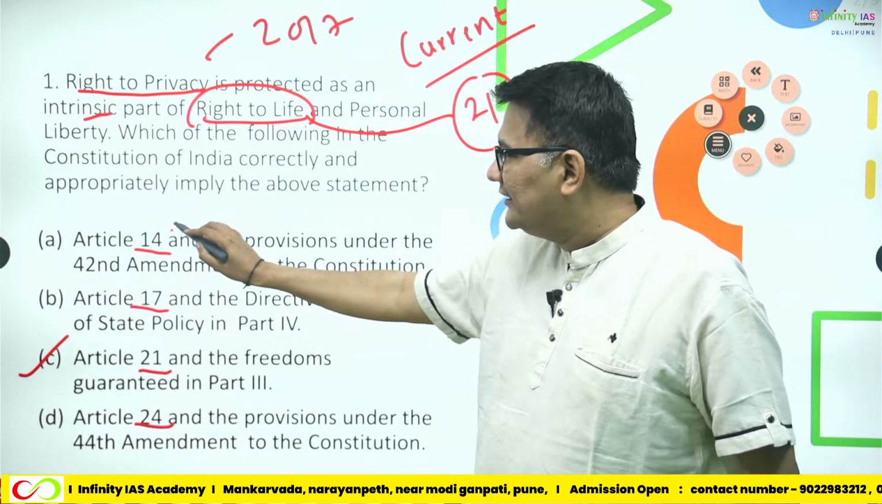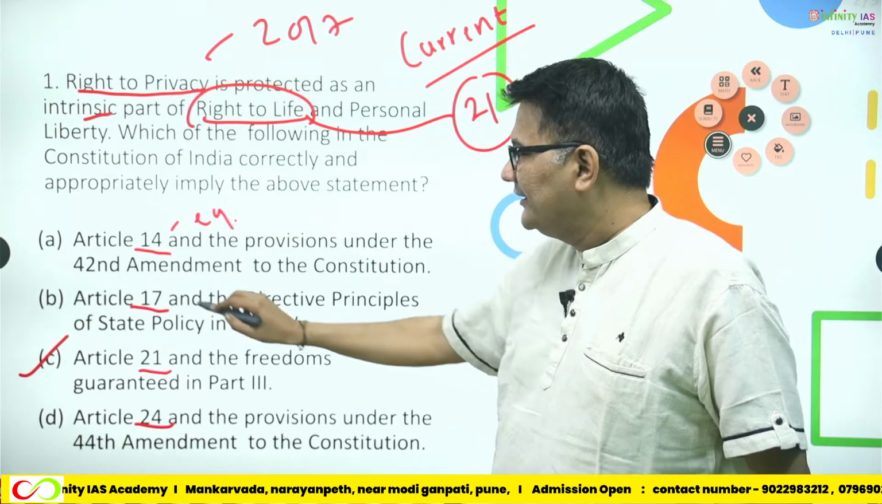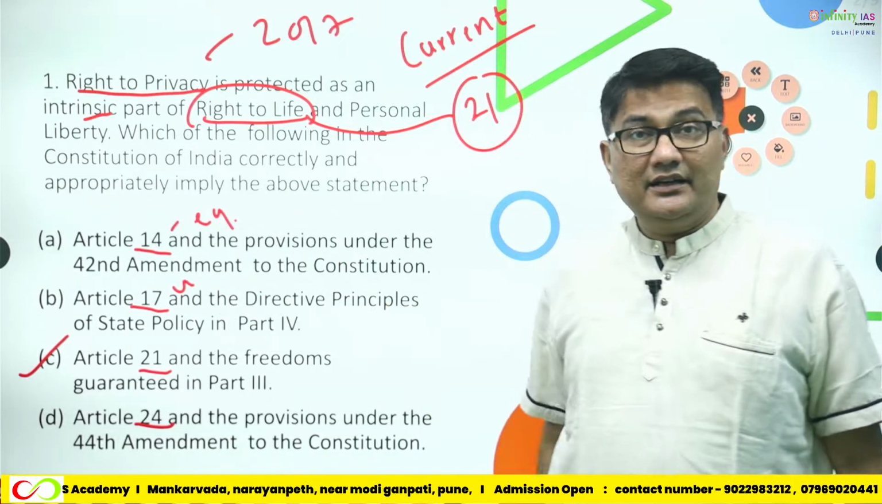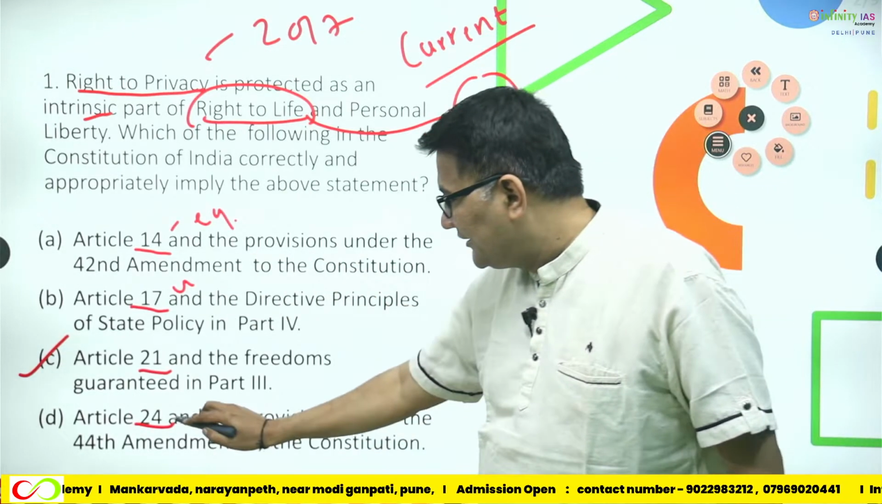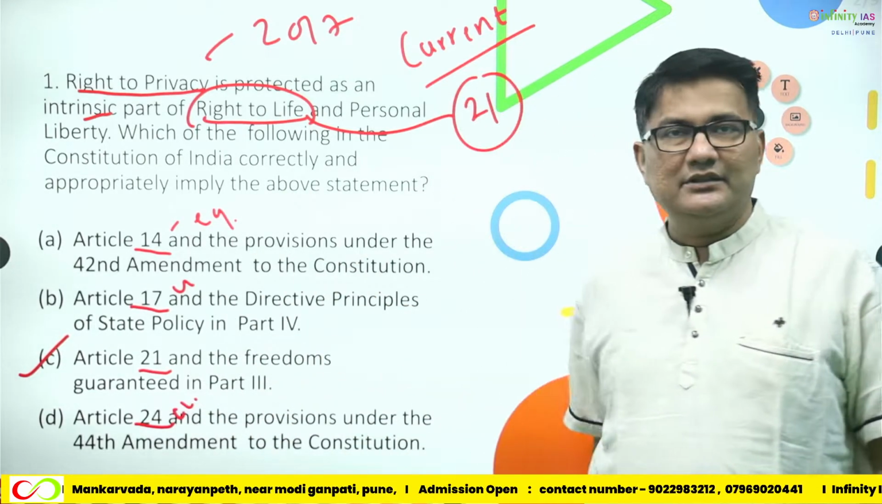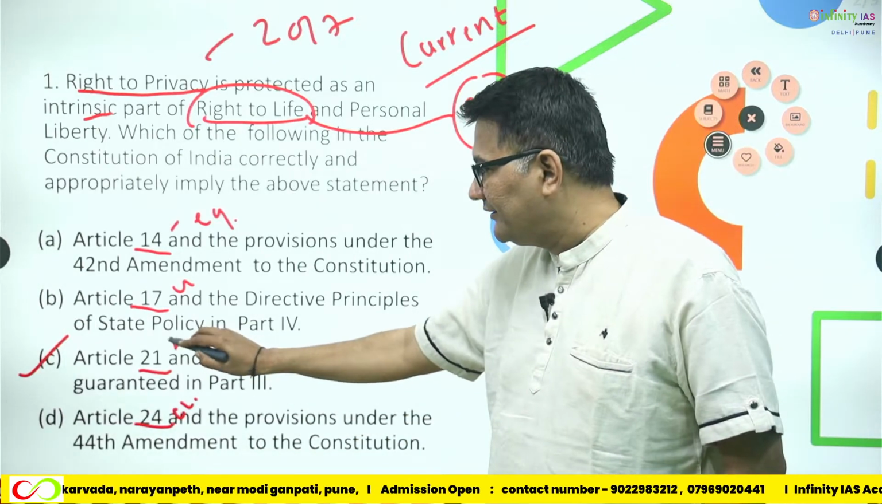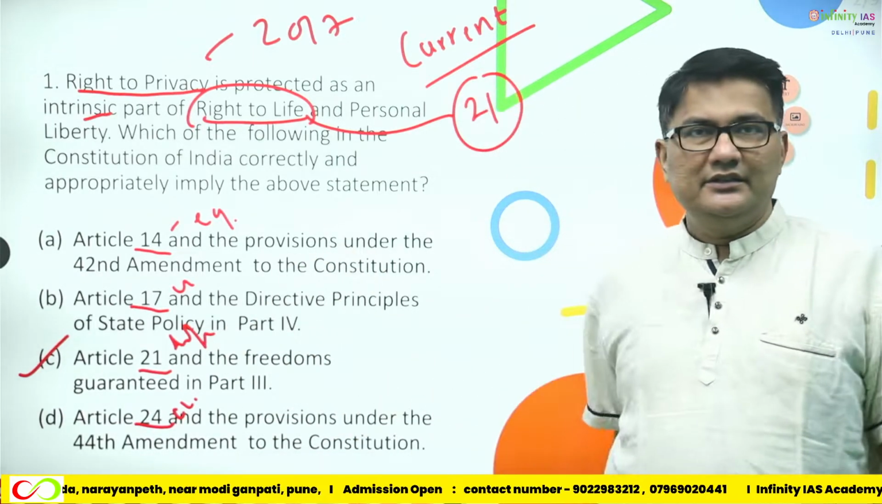Article 14, listen carefully, it is regarding equality, 17 is regarding untouchability, and 24 is regarding child labor. So what remains is Article 21, that is regarding right to life.